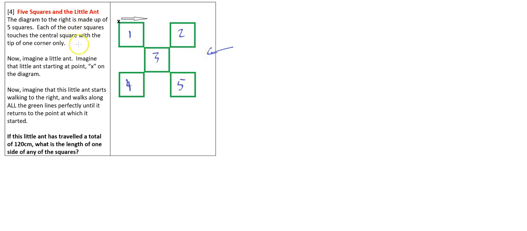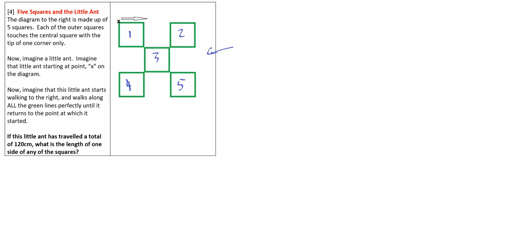Each of the outer squares, so it must mean numbers 1, 2, 4, and 5, touches the central square, so that's number 3, with the tip of one corner only. Okay, so that's these contact points here. Okay, so that's pretty clear.